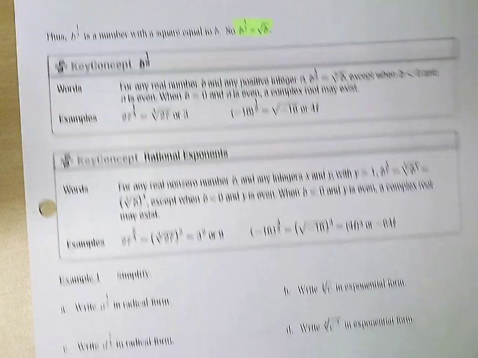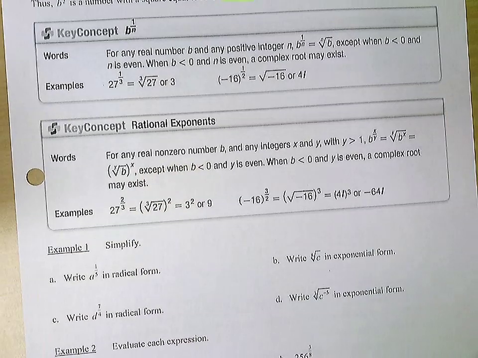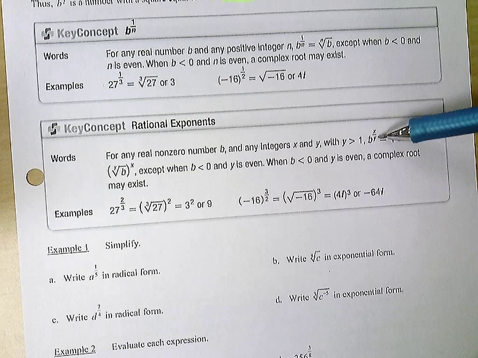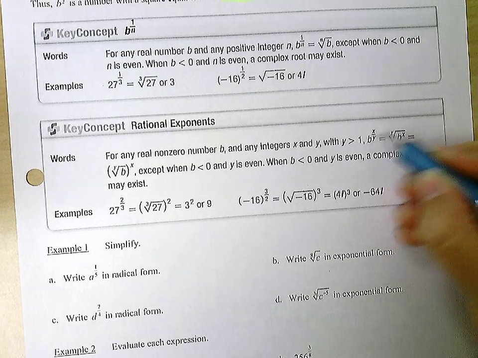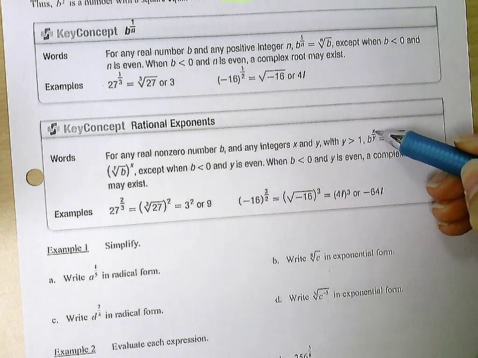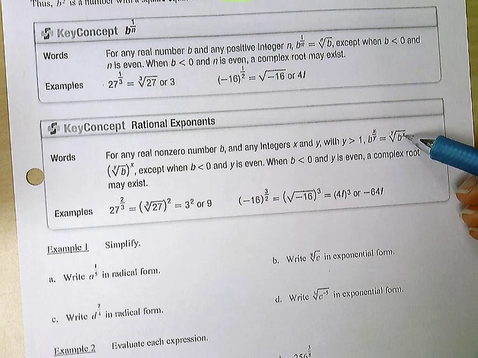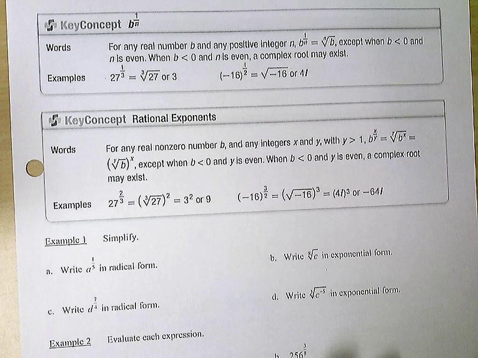Okay, rational exponents. For any real non-zero number b and any integers x and y with y greater than 1, b raised to the x over y power: your y value, whatever's in the denominator, is your root. Whatever's in the numerator is the power attached to your number, or radicand, inside your root. We can highlight those different colors just to make it look a little nicer.